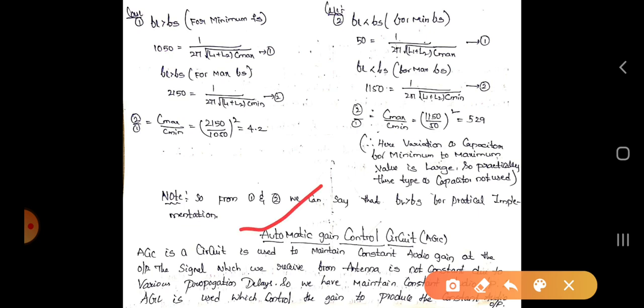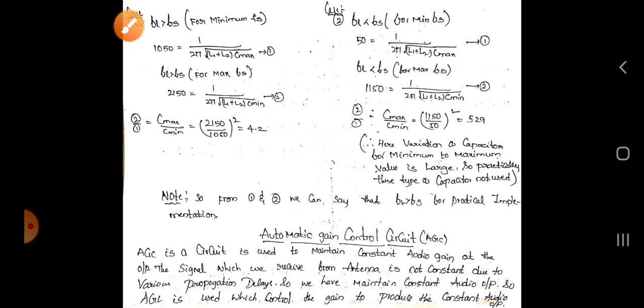Automatic gain control is a technique which is used to maintain a constant audio gain at the output. The signal which you receive from the antenna is not constant due to the various propagation delays. So you have to maintain a constant audio output, so automatic gain control is used, which will control the gain to produce the constant audio output.